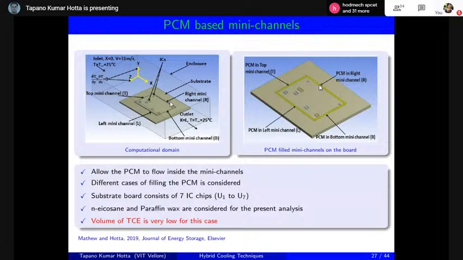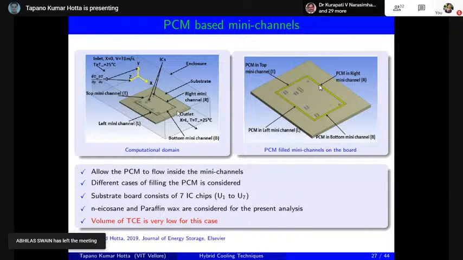There is a left channel, right channel. So maybe you can see this is left, this is right, this is top, this is bottom. So these are the channels we have considered, and also we have gone for various combinations: only left, only right, only top, only bottom, and also there could be combinations, left-right, left-top, left-bottom. All the combinations we have tried, and this is the computational domain we have considered. We have done both the experimental work as well as the simulations here.